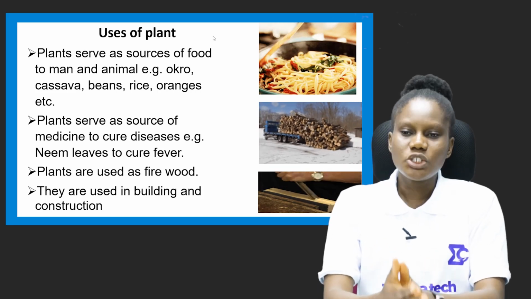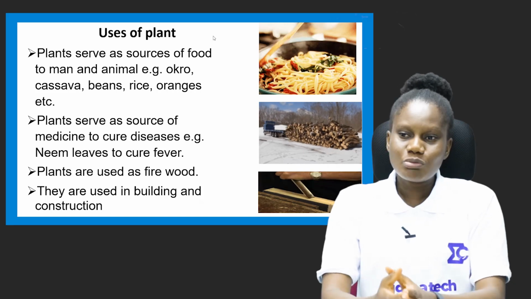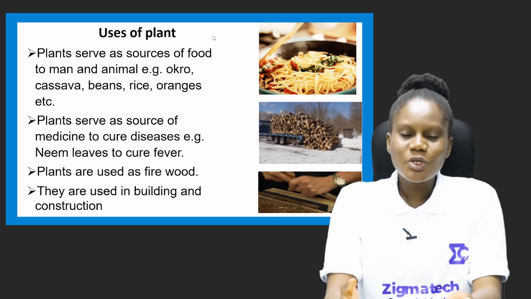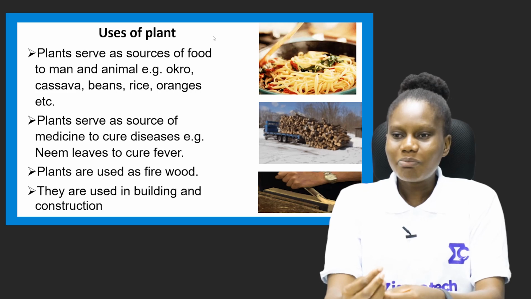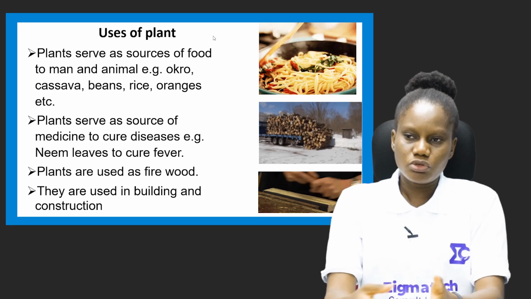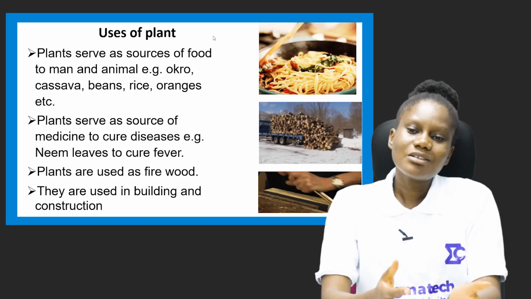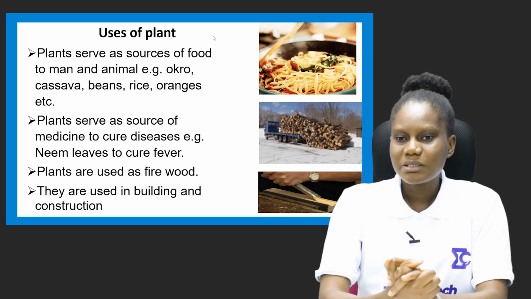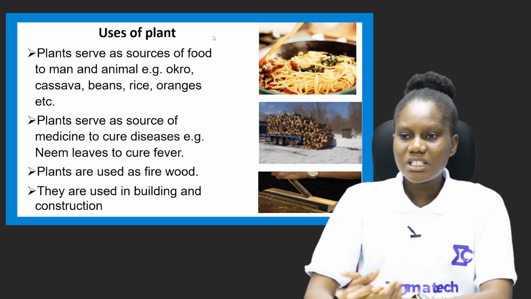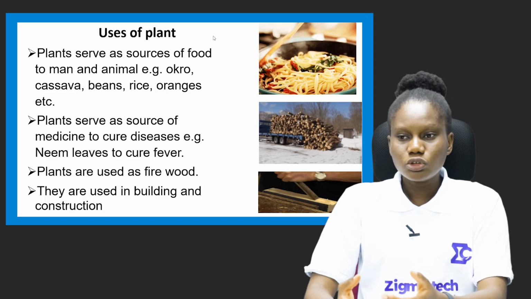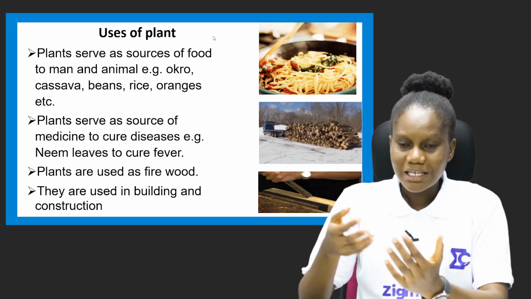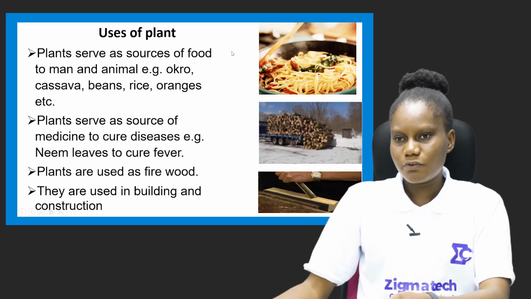Number 3 is plants are used as firewood. I'm just going to mention a few. Plants are used as firewood in villages, or even in big industries where they produce coal, you see wood there, and they burn it to produce coal. Number 4 is plants are used in building and construction. When you have timber, you can use it in building and construction. Even your furniture, your cushion, sometimes they use wood gotten from plants to build those furniture.